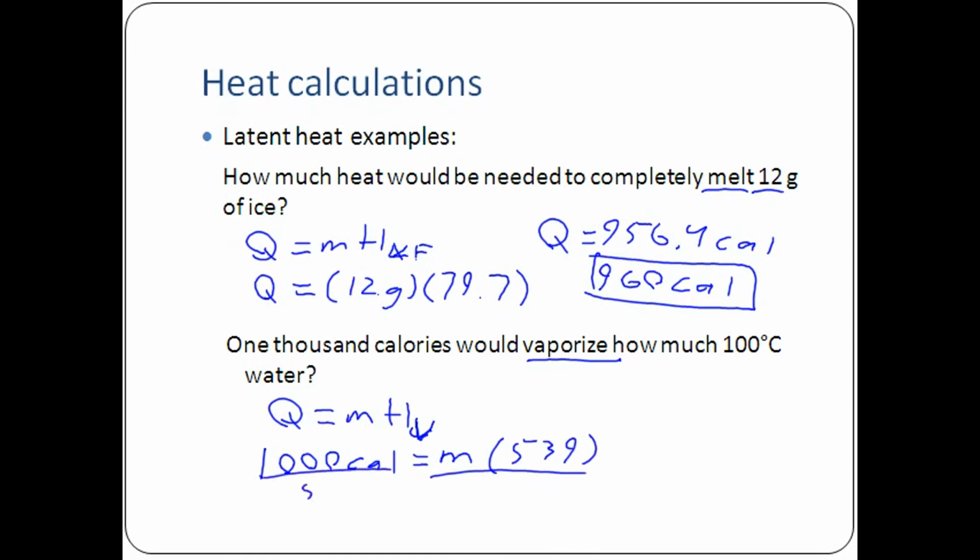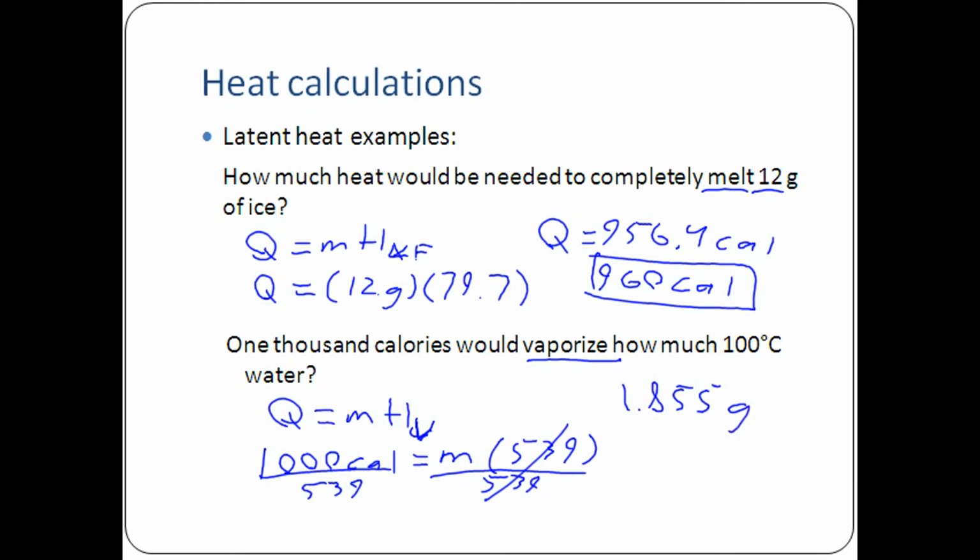Solve here. We're going to divide both sides by 539. That's going to cancel on this side, and so we get a mass of 1,000 divided by 539. So if you take your calculators out, you say 1,000 divided by 539, and so that gives us a total of 1.855. So we get 1.855 is going to be the grams.